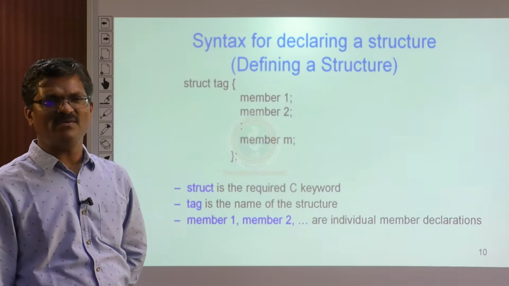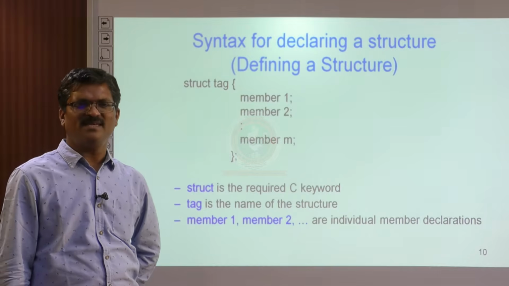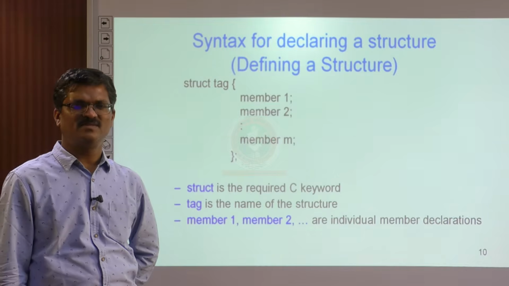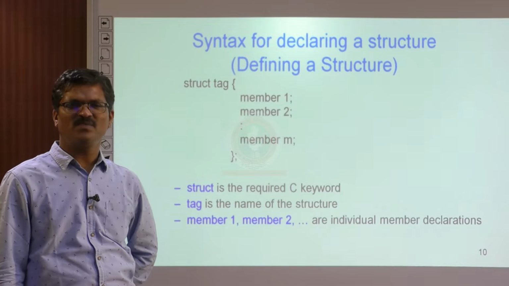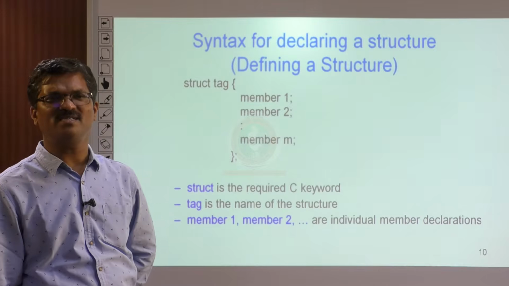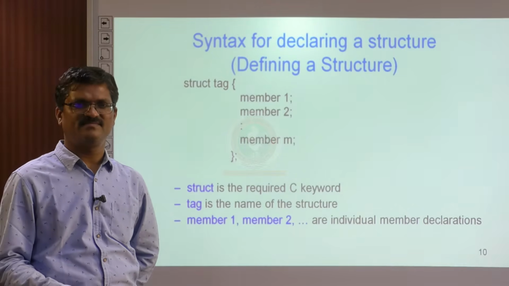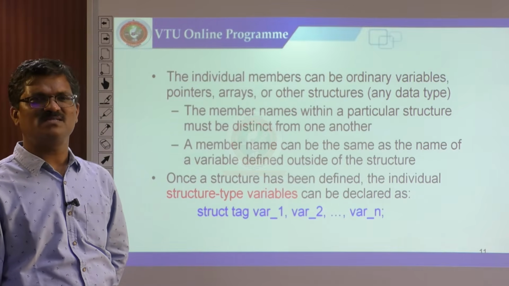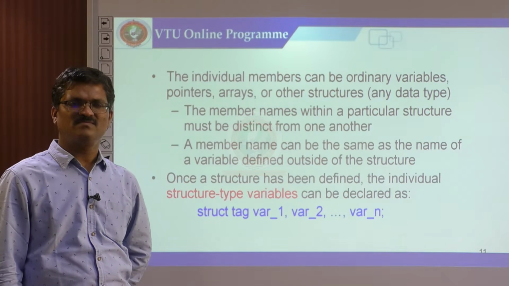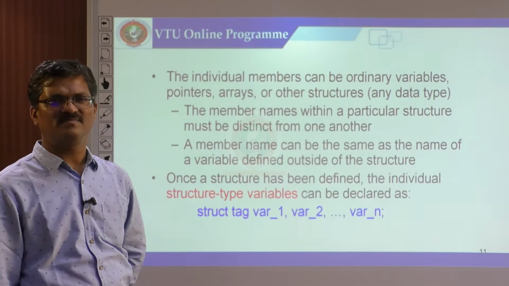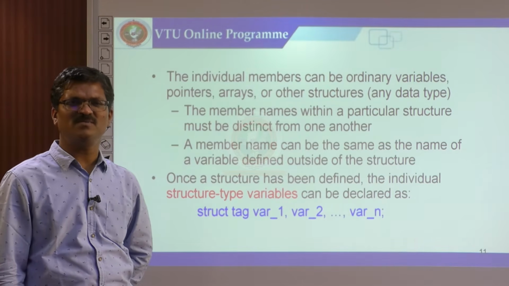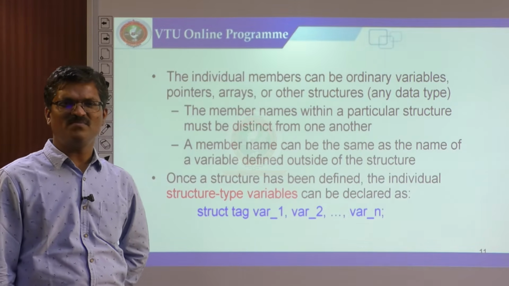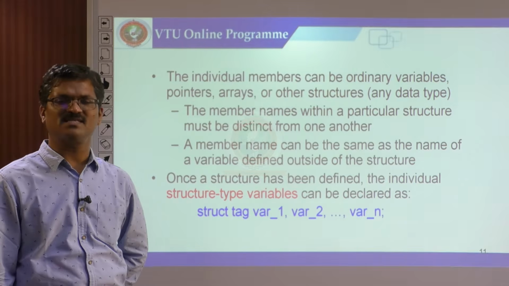Struct happens to be a keyword in C followed by a tag. The tag is the name of the structure. Member 1, member 2, etc. are individual member declarations, they are the data items within a structure. These individual members can be ordinary variables of primitive data type. The member names within a particular structure must be distinct from one another. A member name can be the same as the name of a variable defined outside the structure.